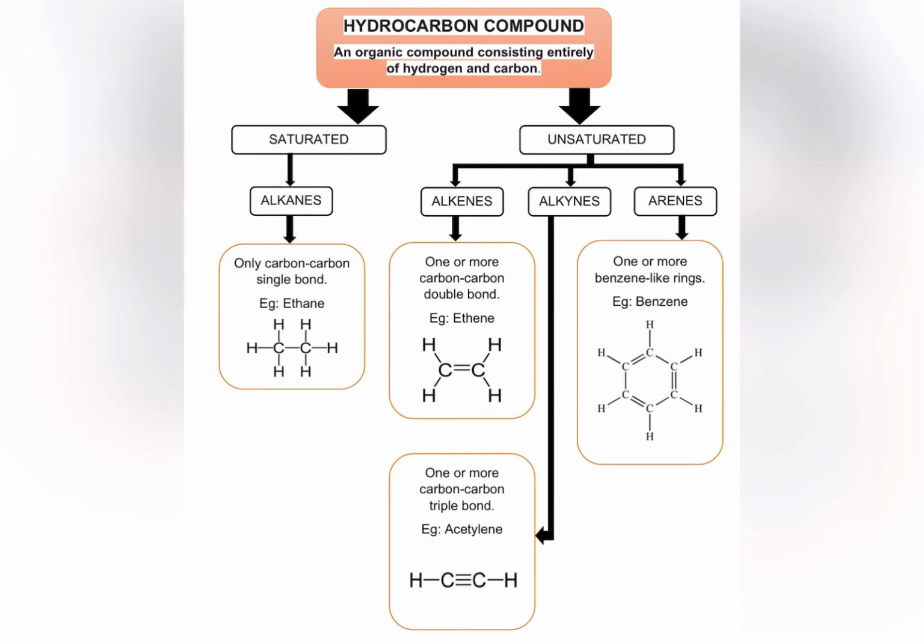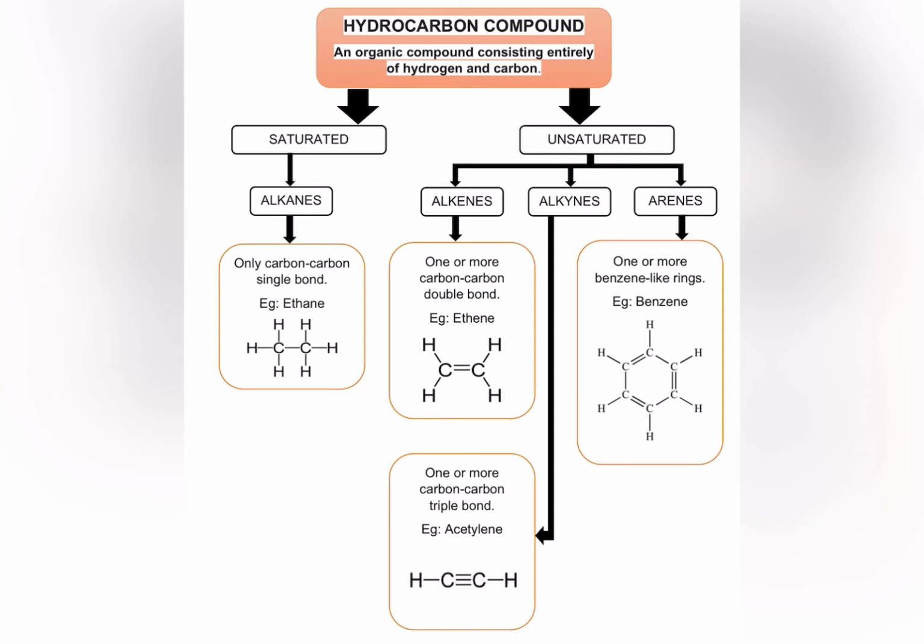For the next part, we are going to focus on hydrocarbon compounds. So what is a hydrocarbon compound? It is an organic compound consisting entirely of hydrogen and carbon atoms only, and it's divided into 2 parts: saturated hydrocarbons and unsaturated hydrocarbons. The first example for saturated is alkane, where the structure of alkane only consists of carbon-carbon single bonds. For example, I got ethane with 2 carbons and 6 hydrogens.